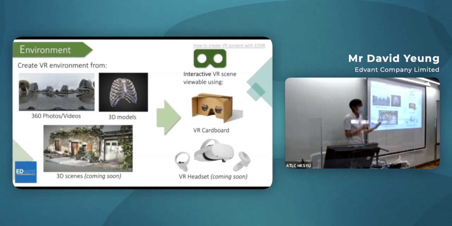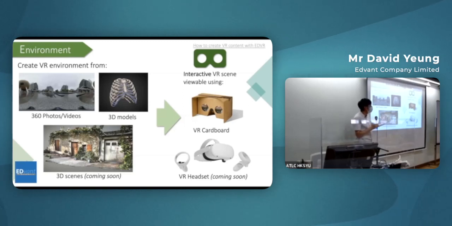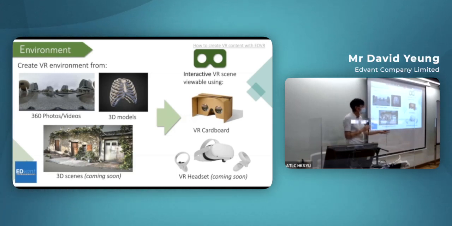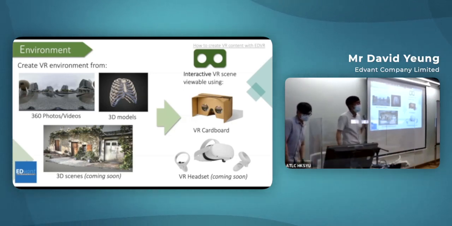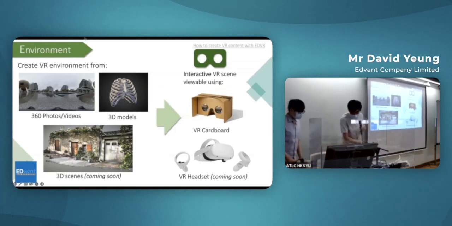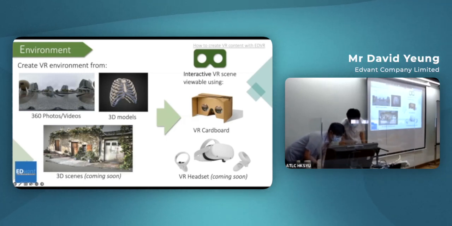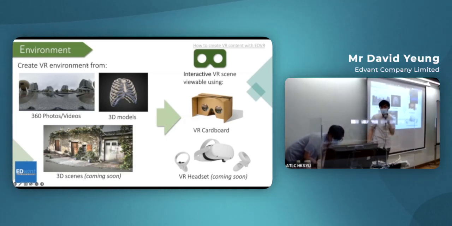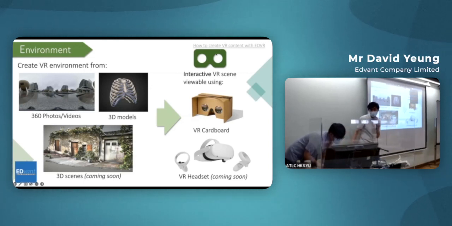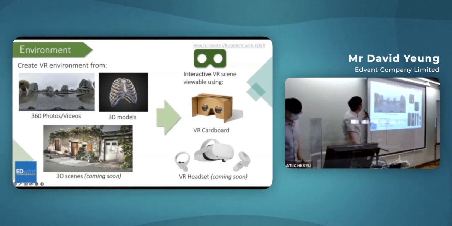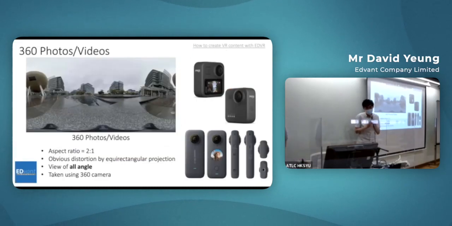The difference between 3D models and 3D scenes is that 3D models are things that you want to see from outside, like maybe a vase, an organ, a building. A 3D scene would be some place you can enter, like a room, like a theater. And after the processing using the EDVR, we can play the content using the VR cardboard or in the future VR headset.